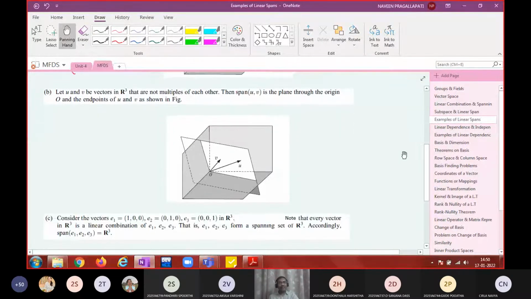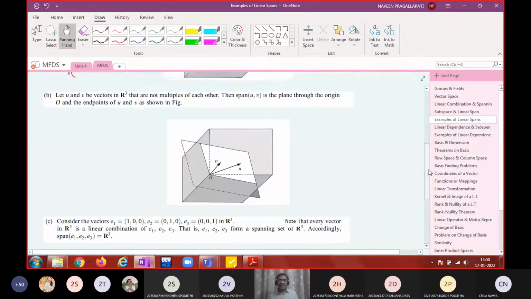Okay, so if you take all such linear combinations of u and v, that is going to form a plane which contains the origin. Any plane which is passing through the origin is going to be a subspace of the three-dimensional space. So which planes are not subspaces? Where 0 is not part of the plane. Is it clear? So geometrically you identify which planes are subspaces, which are not.